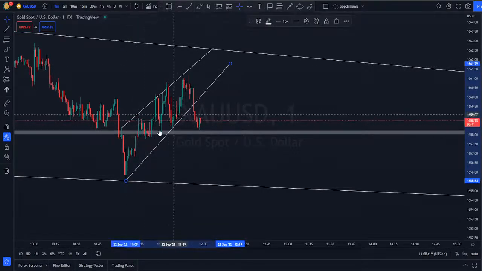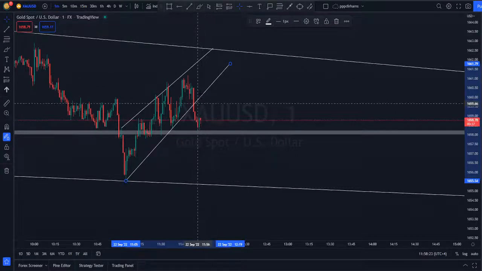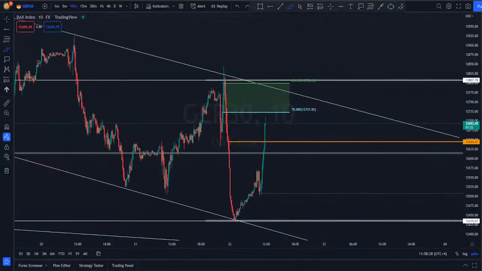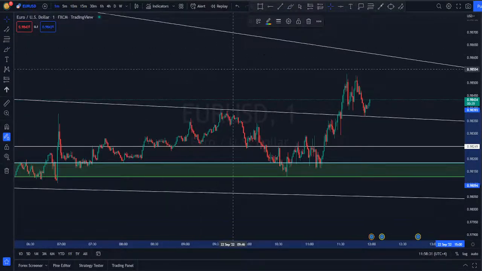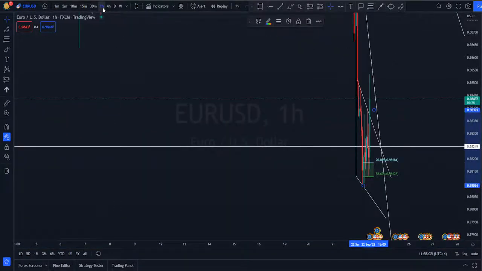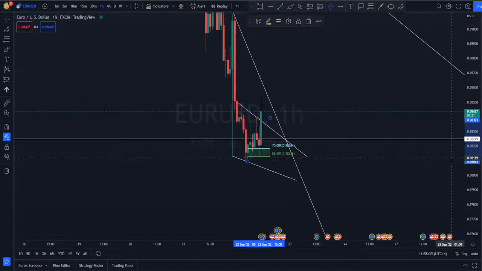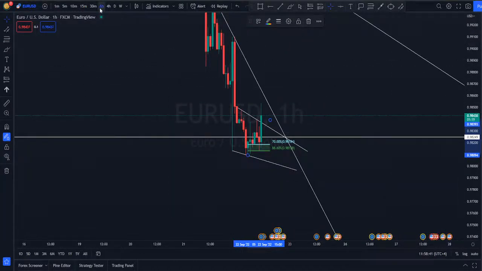Price already reacted here, of course. I just want to see how price is going to push back, or just leave it there for me. And for Euro USD, 1 hour. Oh my god, I think we have another opportunity with Euro USD. But before that, let me zoom out.